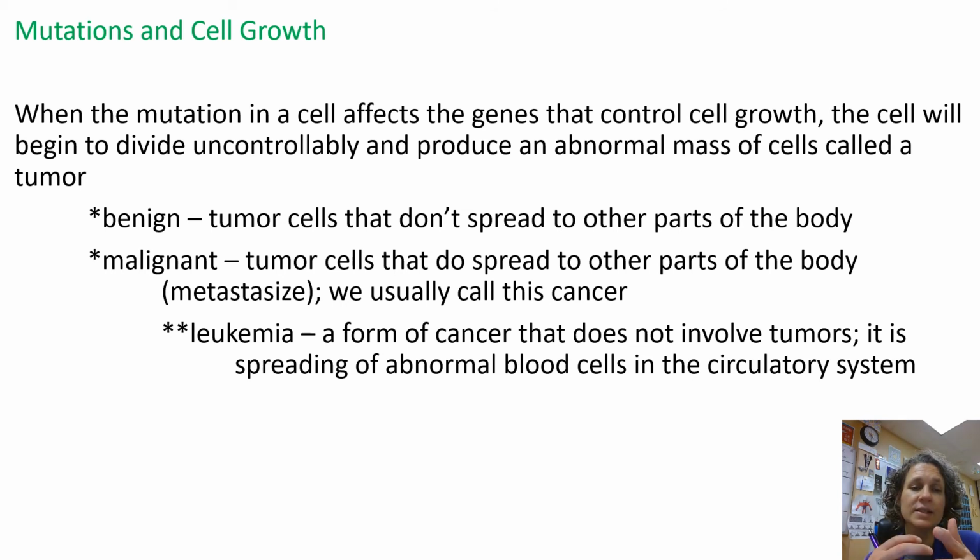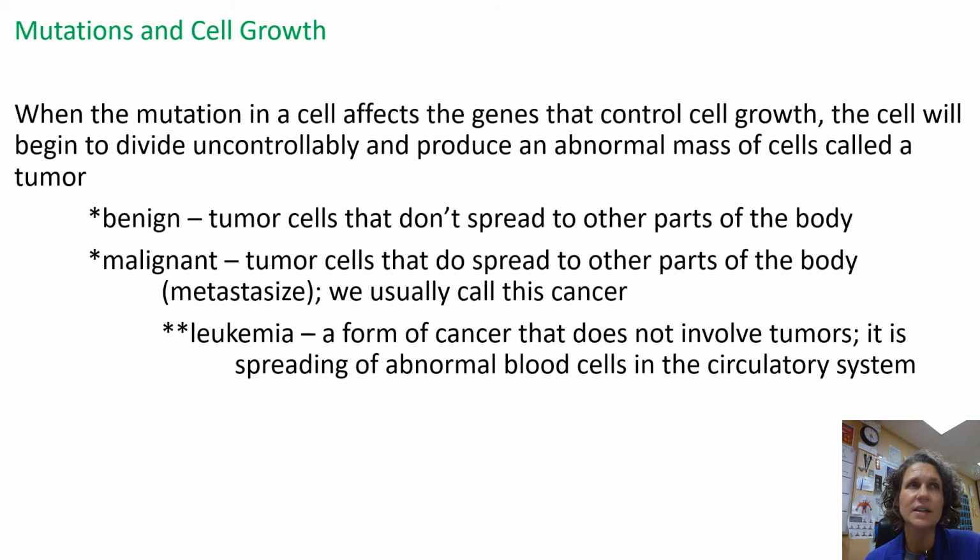These masses have 2 different categories. If it's benign, the tumors are made of cells that don't spread to other parts of the body. They stay localized. A lot of times this is a little less dangerous depending on where the benign tumor is. Typically you want to hear that something is benign, because that means it's not spreading. Malignant tumors are made of cells that do spread to other parts of the body.